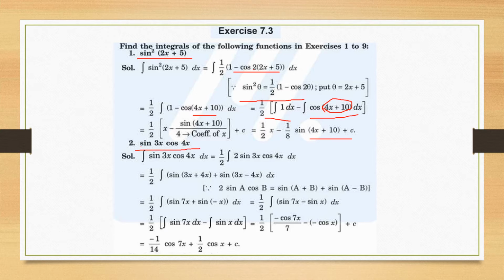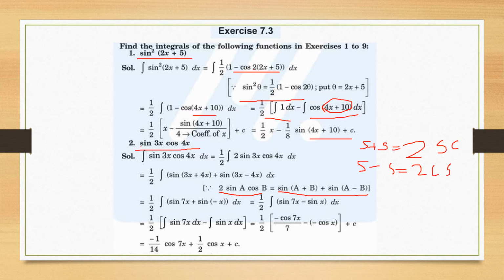Second question is sine 3x cos 4x. So as we did in our example, multiply and divide by 2. Now what is the formula for 2 sine a cos b? It is sine a plus b plus sine a minus b. You can remember it by the pattern we did last year: s plus s is 2 S C, 2 sine cos. Similarly, S minus S is 2 C S. And similarly, we can go for C plus C and C minus C.